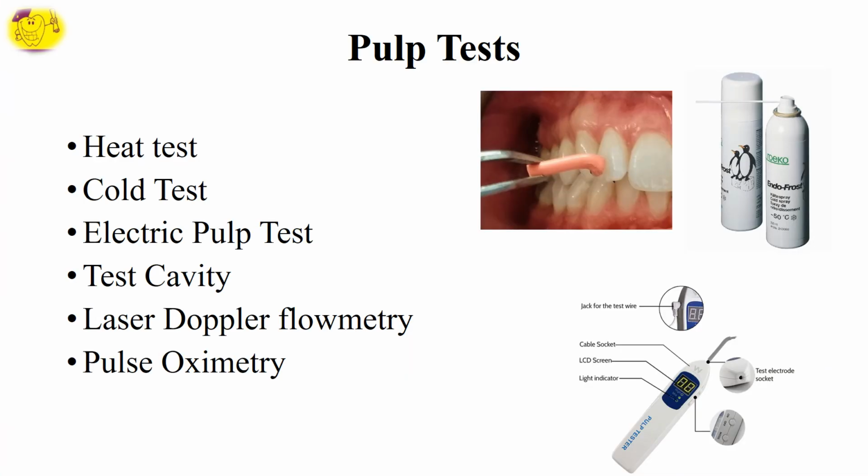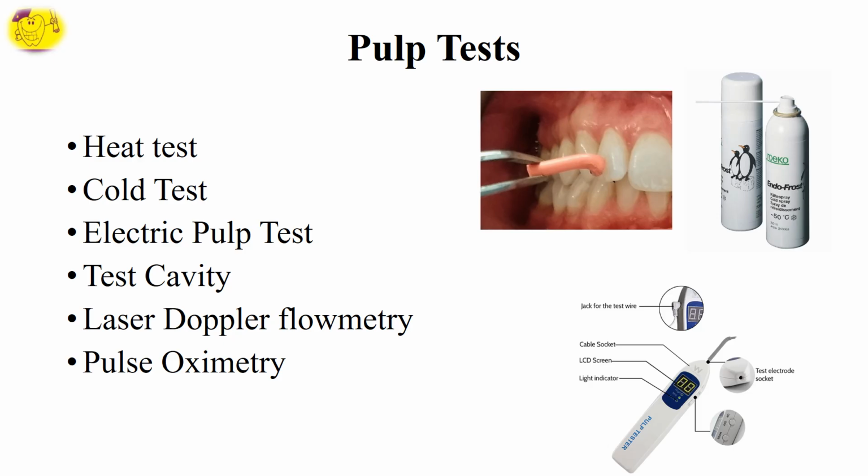This is yet another common question asked in endodontics regarding what are the commonly used pulp tests to check the vitality of a tooth. So that would be heat test, cold test, electric pulp test, test cavity, laser Doppler flowmetry, and pulse oximetry. Heat test is essentially done using a heated GP stick or a ball burnisher, first tested on the control tooth and then compared with the tooth in question.